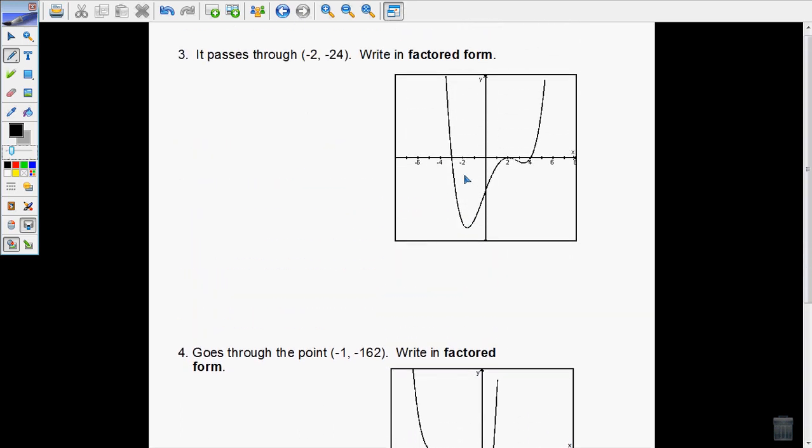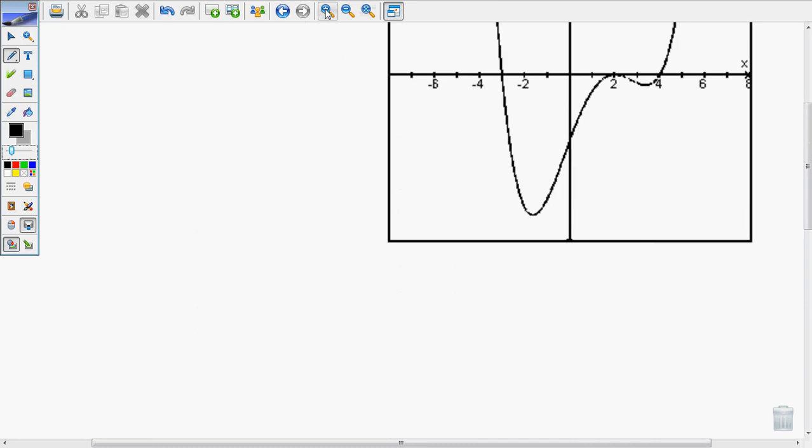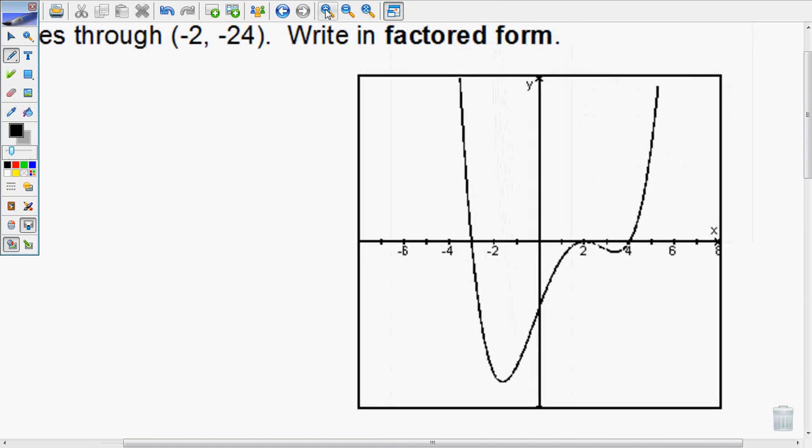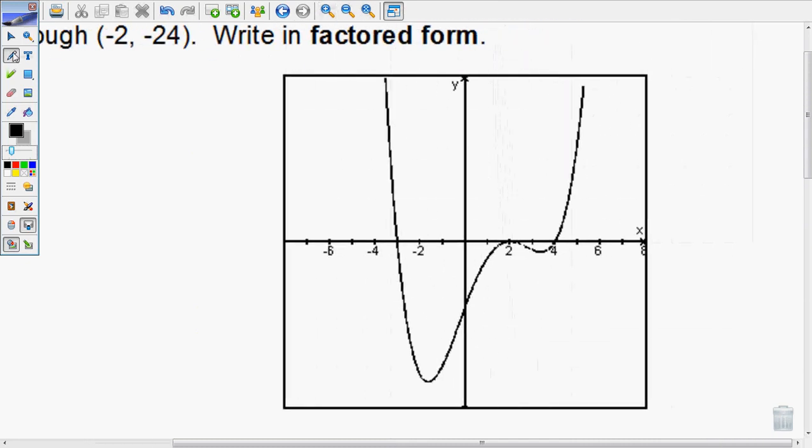Before you do anything, you're going to analyze your graph. So we have 1, 2, 3. It's an even positive. It's 4 roots. I have a single at -3, a double at 2, and a single at 4. Yep. Single, double, single.